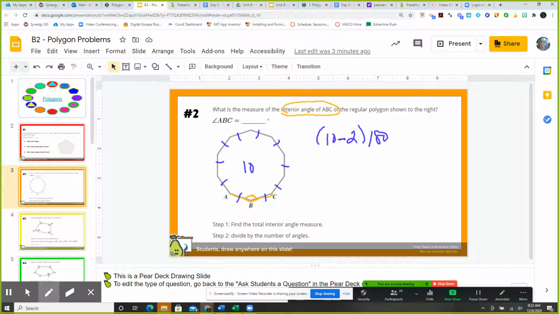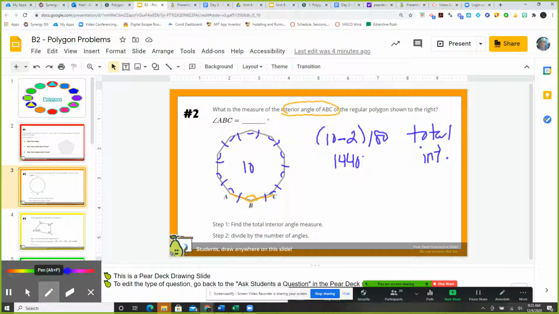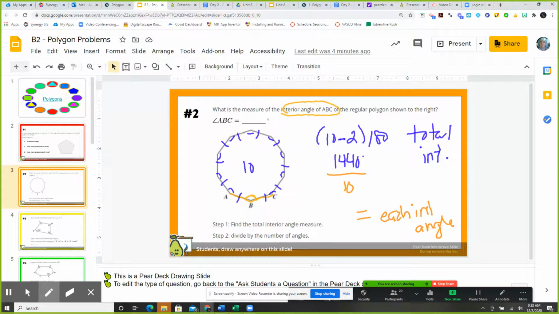Perfect. So what is that answer? So that's going to be the total angles, right, of the interior. Total interior. And what number is that? Perfect. So that means all of these angles, all 10 of them, add up to 1440. And I just want one of them. So how do I turn it into just the one angle? What do I have to divide by? 10. Perfect. And that gives me each interior angle. So what number is that? 144.